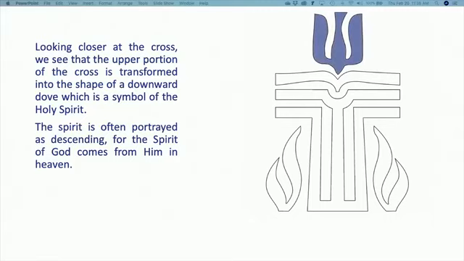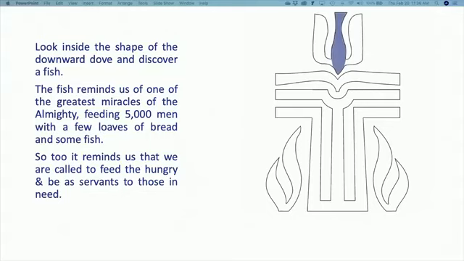Then above the cross is, for me, the really slick part of the logo. We look at the cross a little bit closer. We see that upper portion transforms into the shape of the dove, the Holy Spirit, descending upon Jesus Christ in the form of a dove. But within that dove is a fish. In the middle of that dove is a fish. When I looked at that symbol the first time, I thought, boy, what a crazy-looking dove that is. Until I was told, it's not. It's a fish. Think about what that fish means. Feeding the 5,000. The loaves and bread are getting ready for communion. It reminds us also of our mission statement, to feed the hungry and to be servants of those that are in need.